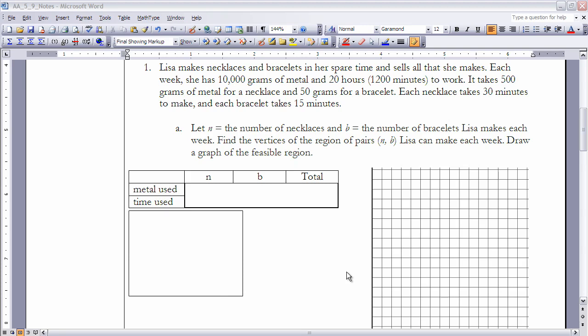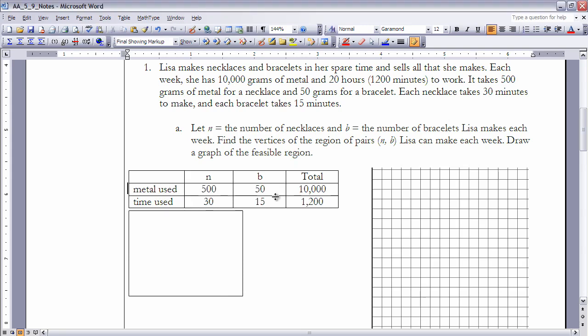Those are the constraints placed on us in terms of making a profit or limiting our costs. So I'm going to make a chart looking at each of those situations. For metal used, I know I have a total of 10,000 grams. Necklaces use 500 grams and bracelets use 50 grams. I can use that to come up with my constraint. The same with time used: necklaces use 30 minutes, bracelets use 15 minutes, and I only have a total of 1,200 minutes that I can use.